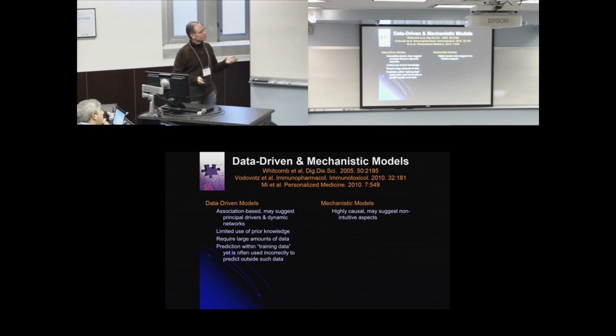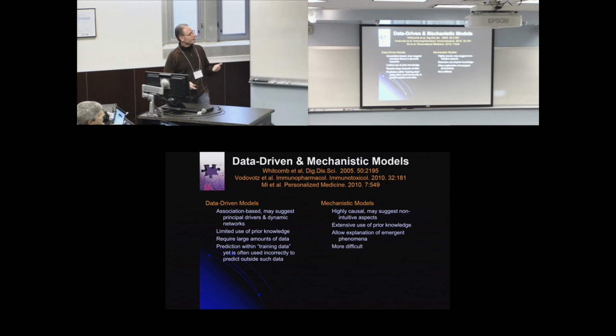Whereas the mechanistic models, as I've shown you, are highly causal. They can suggest all these non-intuitive things that I have been discussing, like predicting mortality from survival or predicting that IL-6 won't matter a hill of beans when you look across this entire population and segregate outcomes. And so they allow you to explain these types of emergent phenomena as we talk about them. And of course, this is much harder to do. This takes years' worth of work to make one of these models. But the payoff is prediction outside of training data.